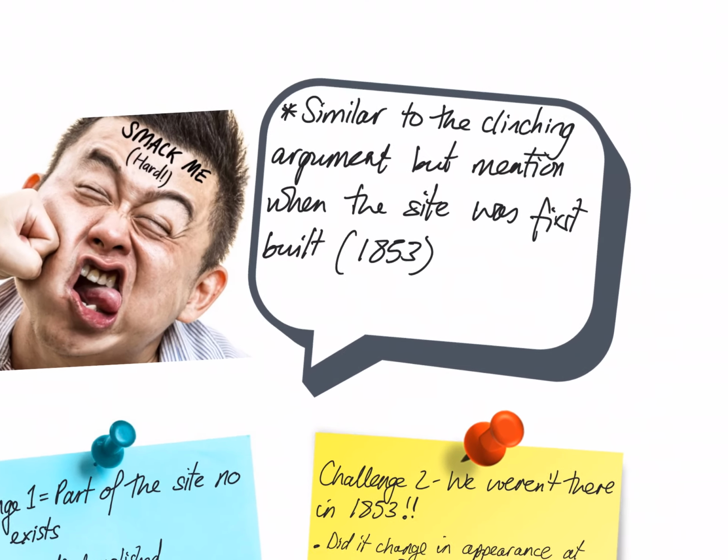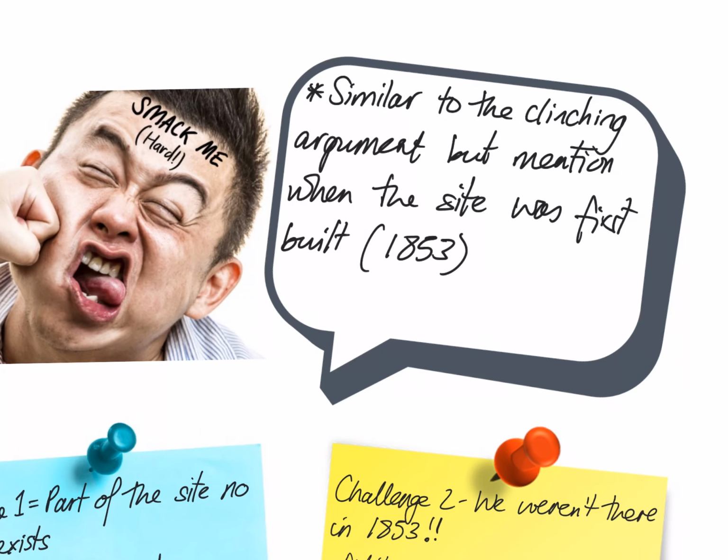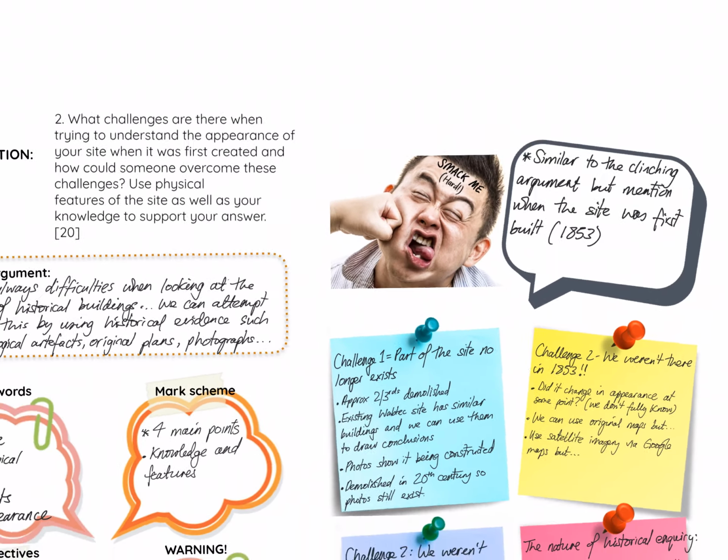And as I alluded to at the beginning, I would start this off very similar to the clinching argument itself. But I would make sure that I mention that the site was first built in 1853. So I'd start this off to smack the examiner in the face.